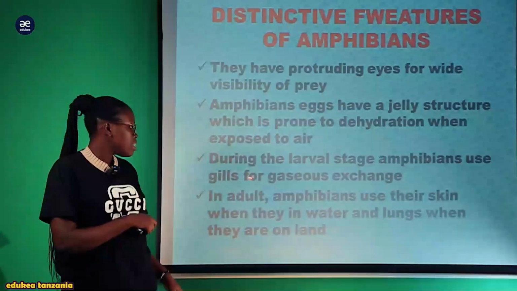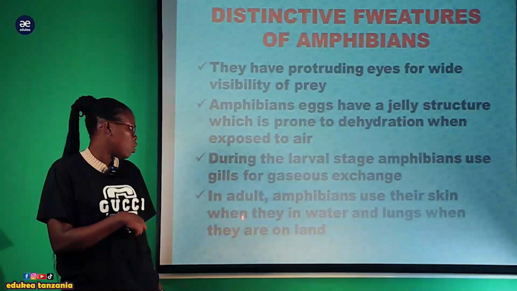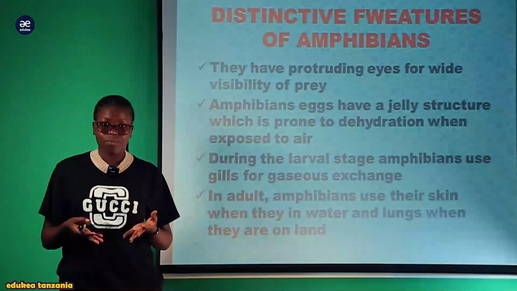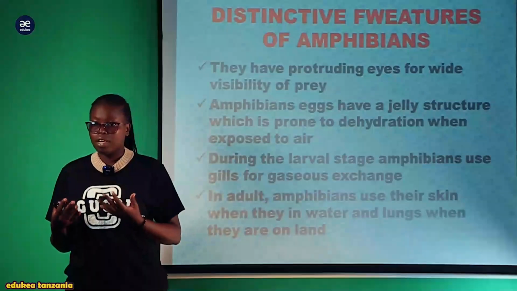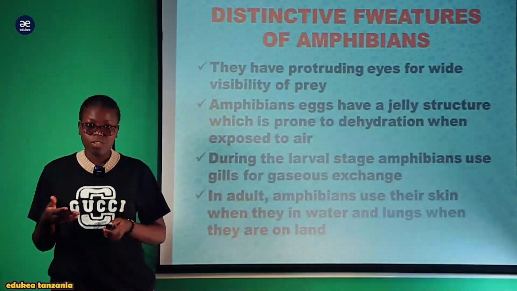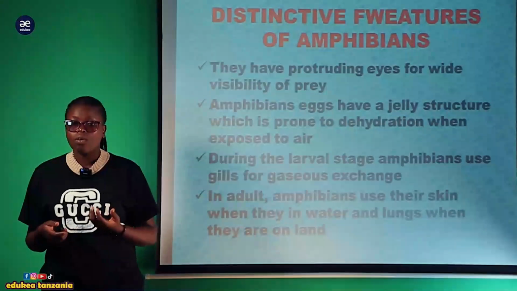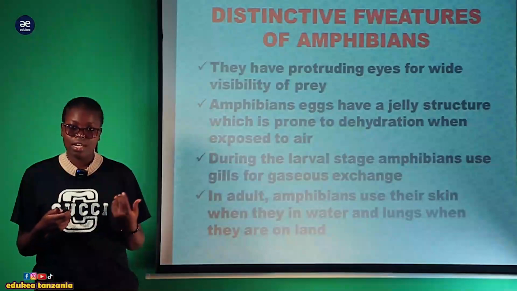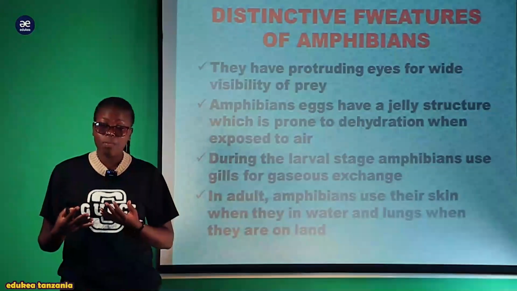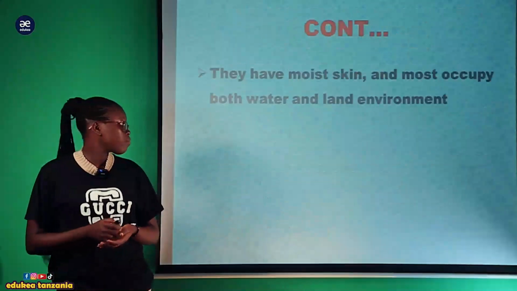Vile vile adult amphibia use their skin when they are in water and lungs when they are on land. Kwa wale adult wenyewe, these amphibia wanakuwa na moist skin ambao wanatumia their skin for the gaseous exchange, continuous gaseous exchange. Na vile vile akiwa outside of water wanakuwa wanatumia lungs for gaseous exchange, lakini vile vile inasaidiwa na this moist skin kwa sababu their lungs are not well developed to extract a large amount of oxygen.